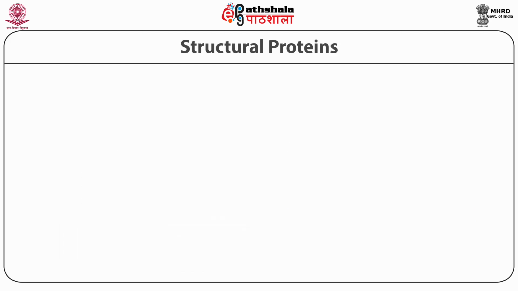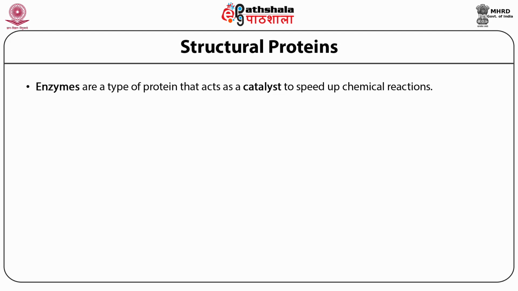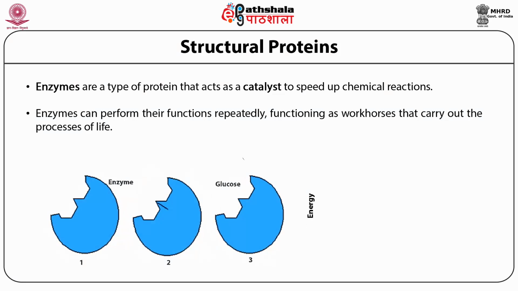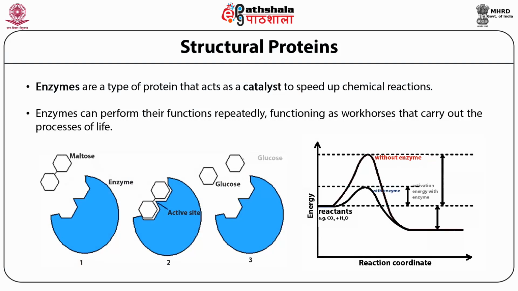Enzymes are a type of protein that act as catalysts to speed up chemical reactions. So enzymes are similar to catalysts. In chemical reactions, a catalyst activates the reactions. Similarly, in biochemical reactions activated by enzymes, the enzyme does not get consumed or participate permanently, it only speeds up the reactions. Enzymes can perform their functions repeatedly, functioning as workhorses that carry out the processes of life. So all the biochemical reactions in our body happen because of the enzymes present in our body cells.